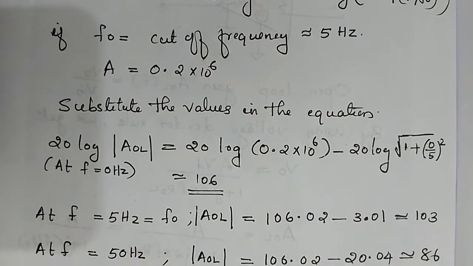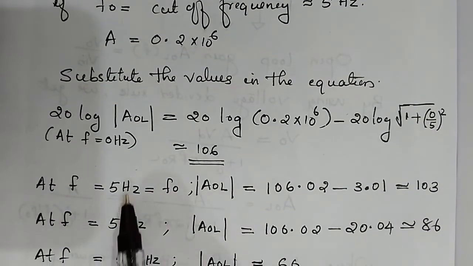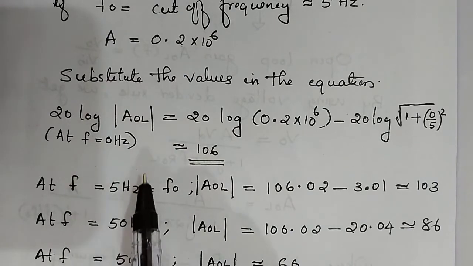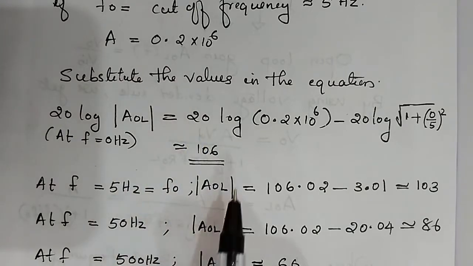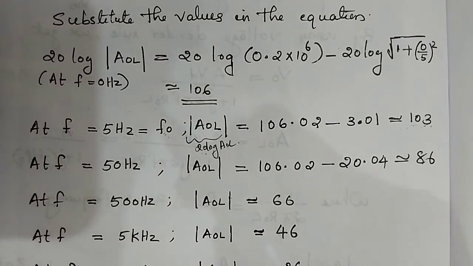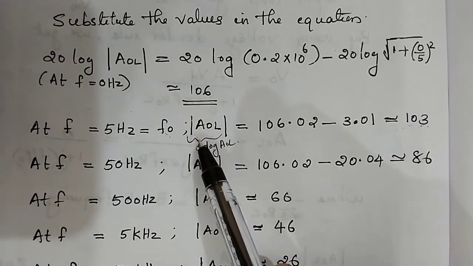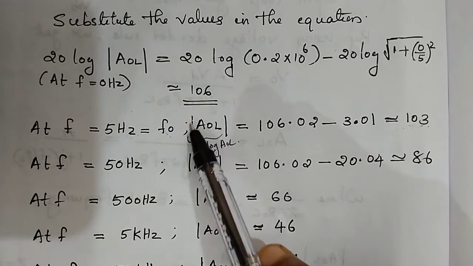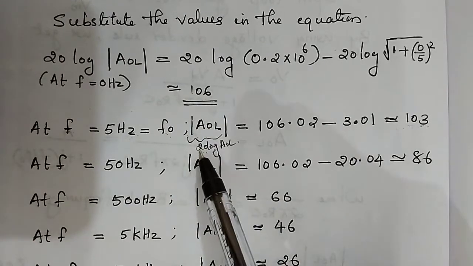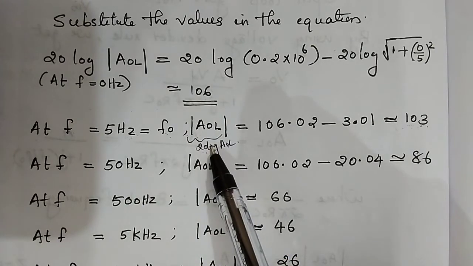Then the next frequency, that is at 5 Hz. In all these cases the cutoff frequency is fixed and also the gain A is 0.2 into 10 raised to 6. In a similar way, we can calculate the gain in dB for various operating frequency range, that is modulus AOL. This is actually 20 log AOL, that is the gain in dB.